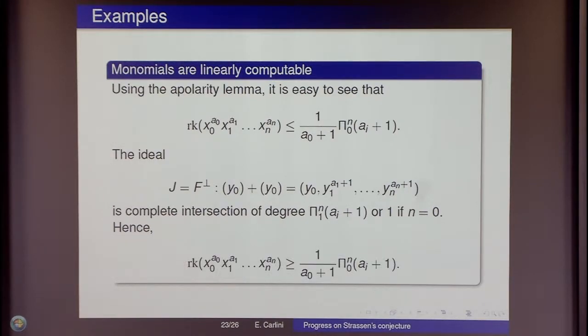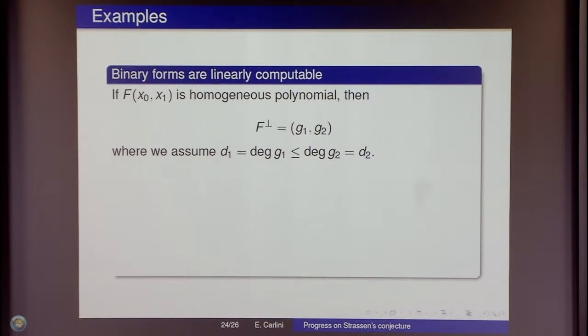Other examples of linearly computable forms are binary forms. And again, this is pretty easy. So the perp ideal has two generators, say of degree d1 and degree d2, with d1 at most d2. And then we know there are two options here. If g1 is square free, the rank is exactly d1. If g1 is not square free, then the rank is d2.